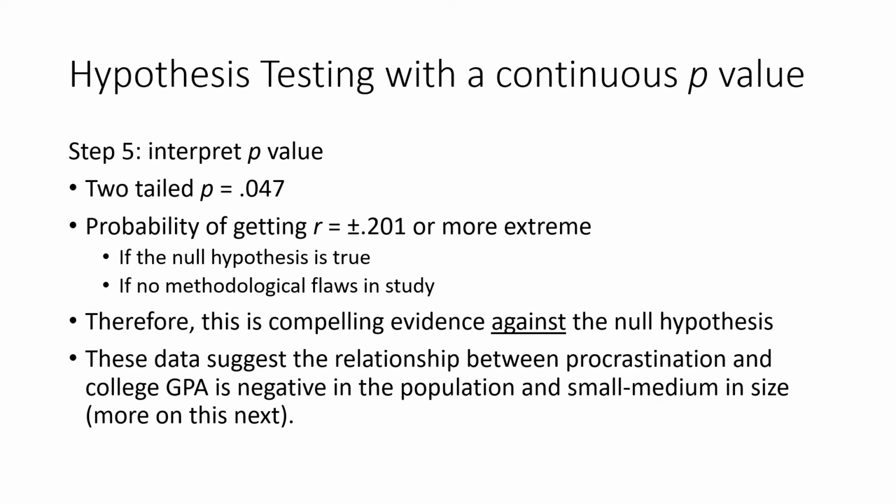So a p-value of 0.047 literally means that that's the probability of getting an R value of plus or minus 0.2 or more extreme, further from 0, if the null is true and there's no methodological flaws in the study. So this is fairly compelling evidence that there is at least a weak association between procrastination and college GPA. So that means this is compelling evidence against the null hypothesis.